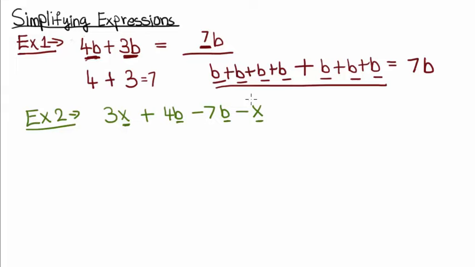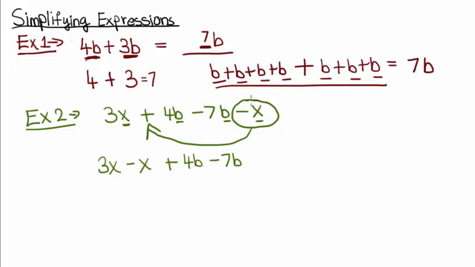We essentially need to take the term negative x and move it right next to the x. And when we do that, we get the following variable expression. All I did was that I simply copied and pasted the term negative x and moved it right next to the 3x because I need to combine all the x's together and I need to combine all the b's together.